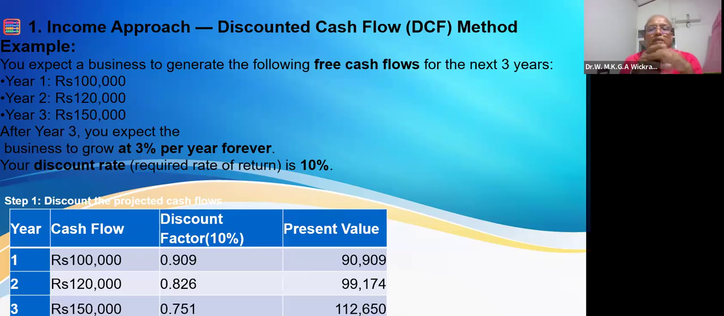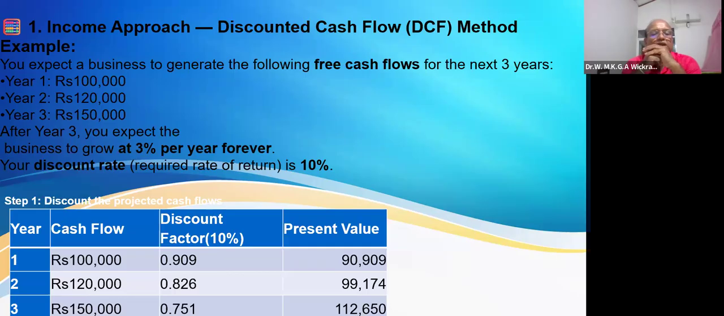Now we have done this one. This is a simple example. Even grade 5 children can do this. It is only multiplying and subtracting. So this is the business. You have free cash flows for the next 3 years. Assume after 3 years we don't have anything. No, there's another one.